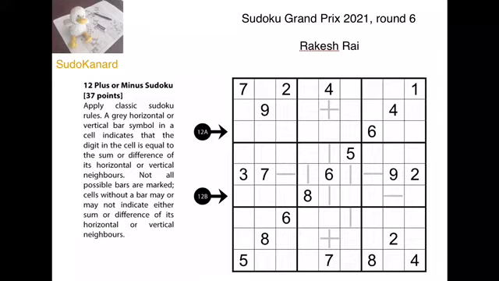Okay, so now let's start solving this. 37 points. That's not very high for a variant of Sudoku in the Grand Prix, meaning that it should be pretty approachable. And it still needs some work. Okay, so where shall we start? And this row is a good place to start.